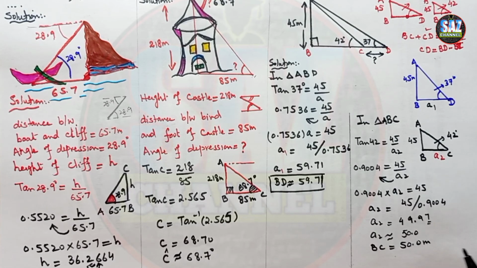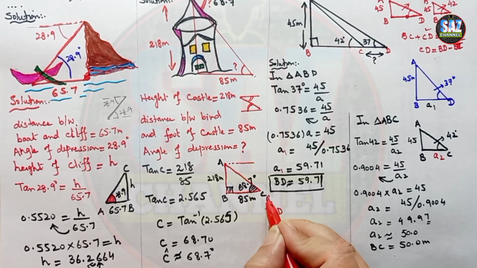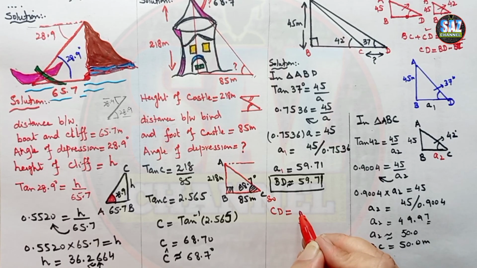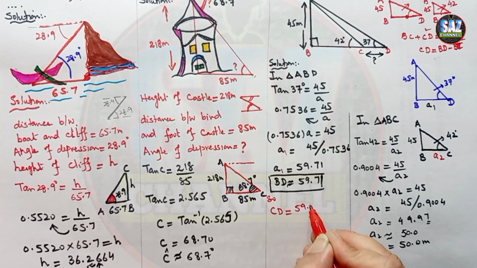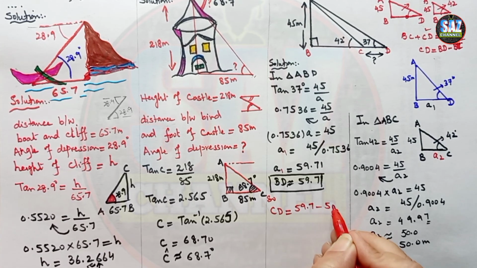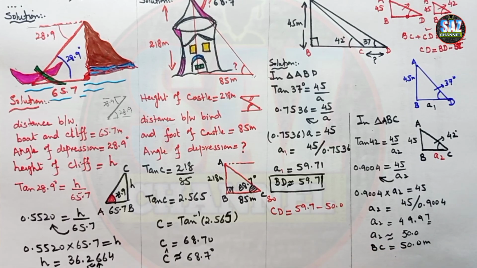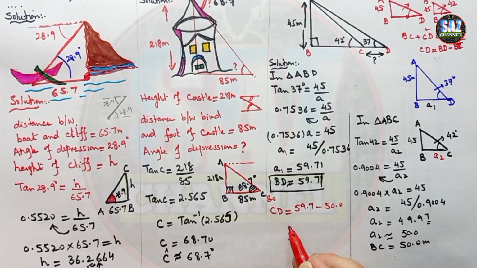Now the actual requirement of the question is CD, the distance between the two points. So CD equals BD, which is 59.7, minus 50.0. 59.7 minus 50.0 equals 9.7 meters, or approximately I can take it as 10 meters.